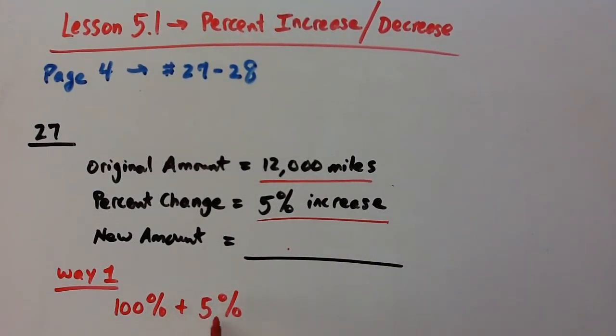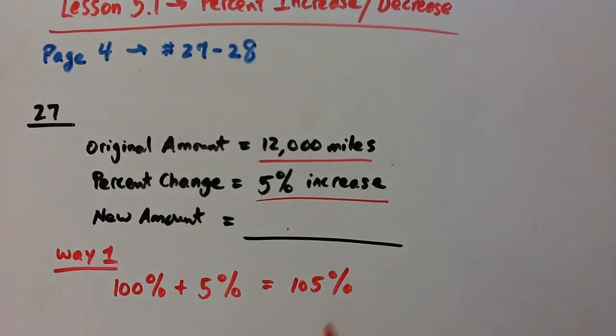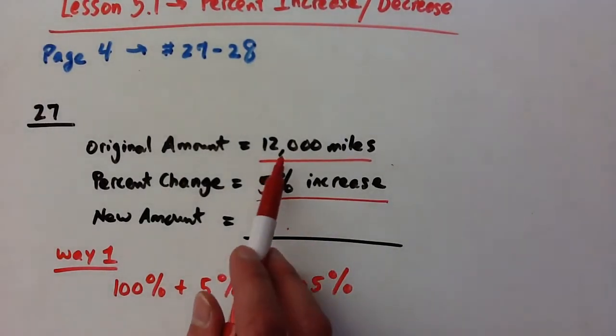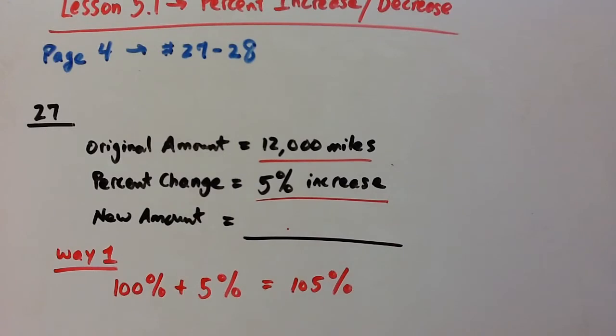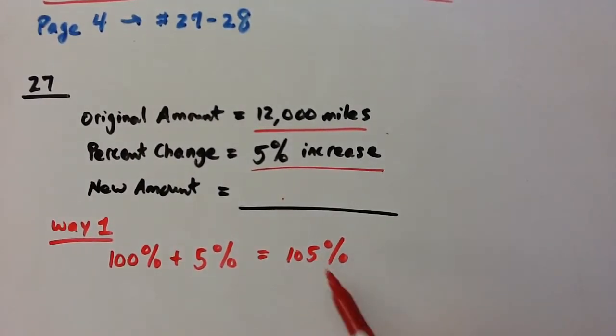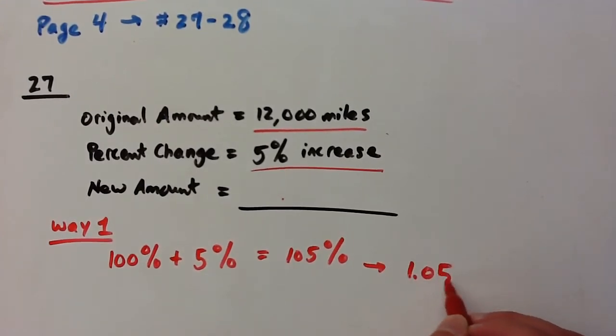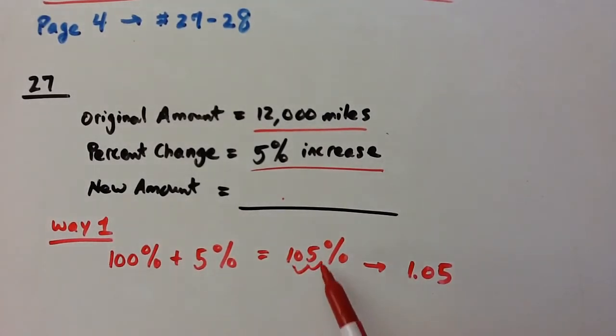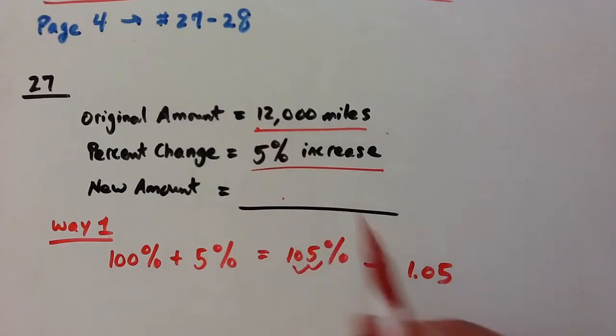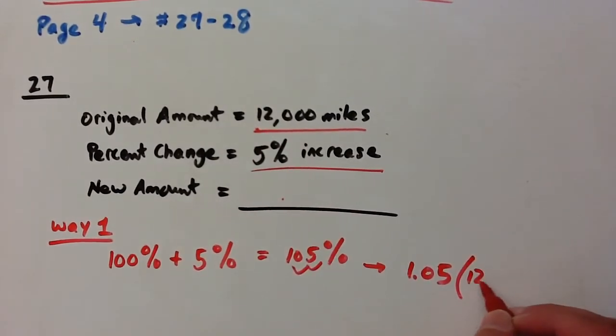And so what's 100% plus 5 more percent? Well, of course, that would be 105%. Okay, so I have 105% of the original amount. If the original amount is this, and I have 105% of that, I need to take 105%, which in decimal form would be 1.05. I would move the decimal 2 places to the right, or you could say divide by 100. So 105% is 1.05 in decimal form, and I have 105% of the original amount. So 105% of, or times, 12,000.